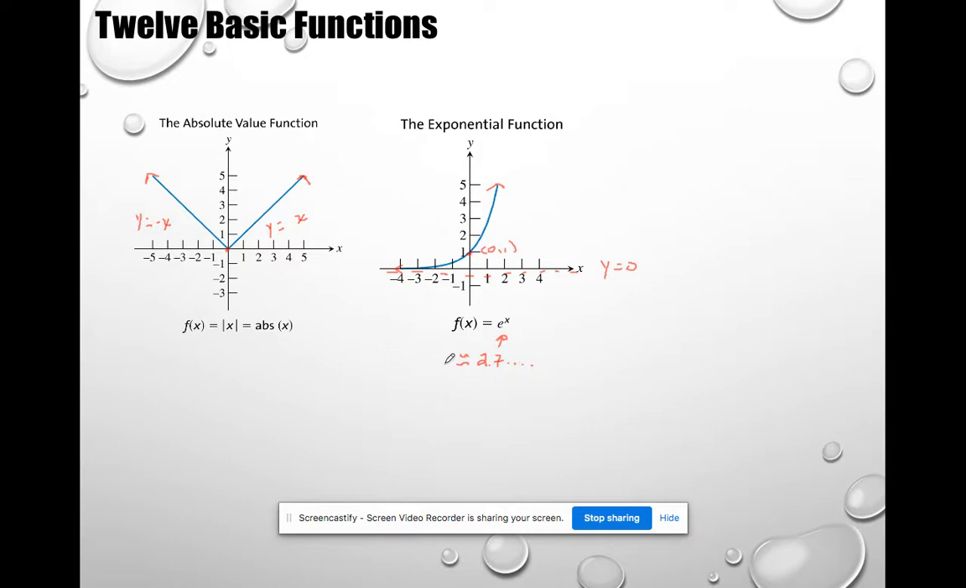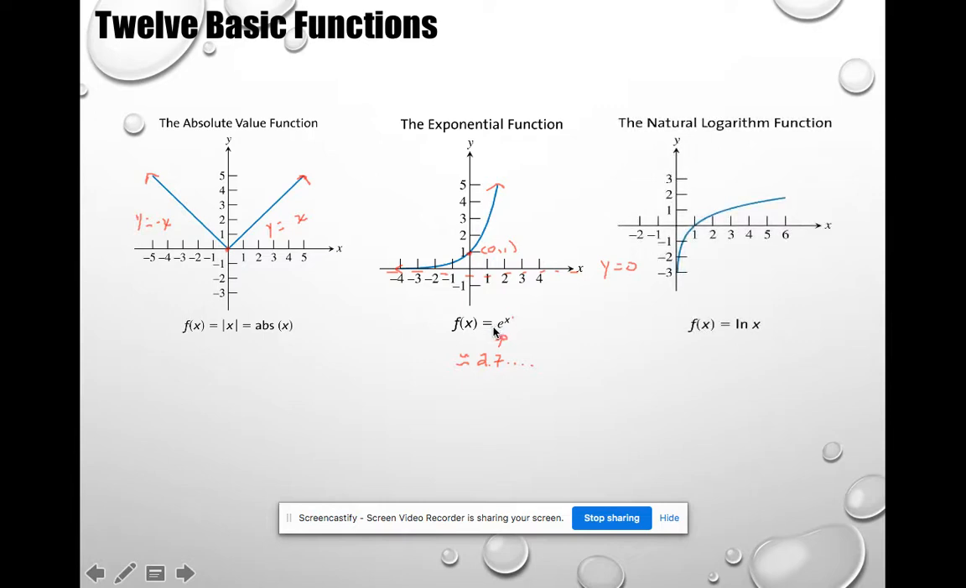But no matter what your base is, you can't raise a base to any domain value that will yield 0, which is why you have a horizontal asymptote at 0. The natural log function is just the inverse of e to the x. So instead of a horizontal asymptote at y equals 0, there is a vertical asymptote at x equals 0.